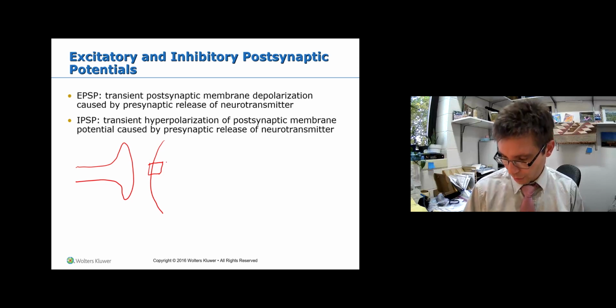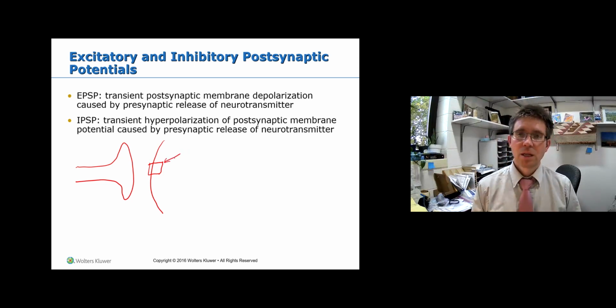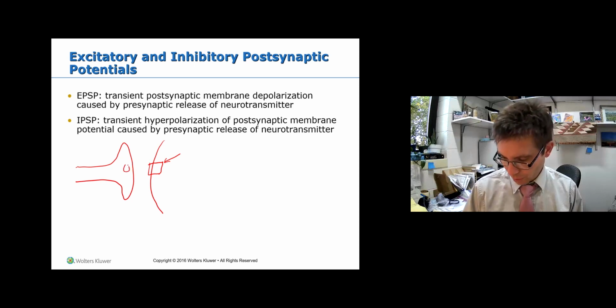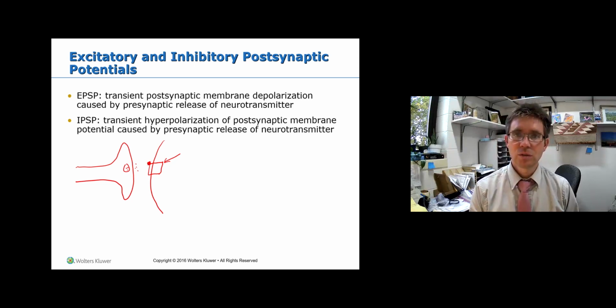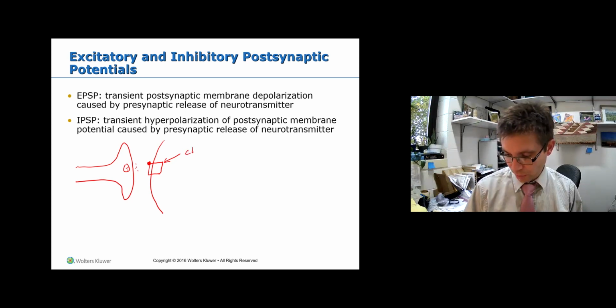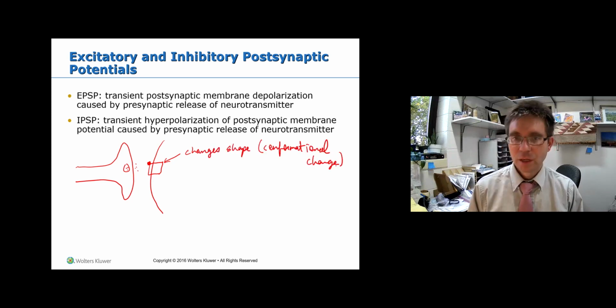is an ionotropic receptor. It's a gated channel that will open when a neurotransmitter binds. So let's release neurotransmitter from the presynaptic neuron, and let's have it bind to the receptor. What do we mean when we say it binds? So there is a pocket on the receptor where the ligand or the neurotransmitter fits perfectly. And when the neurotransmitter fits into that pocket, the protein changes shape. The receptor does. So this ionotropic receptor changes shape. We call that a conformational change. And when that conformational change happens, the pore opens.